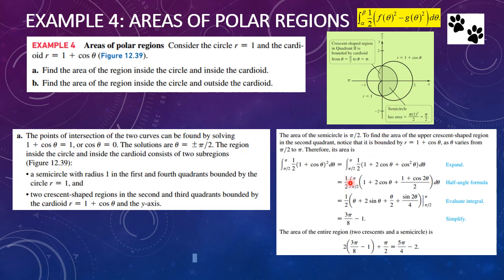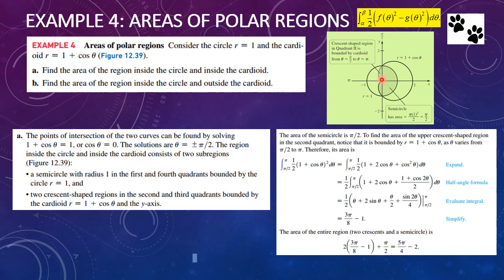So we get the, and the limits, the alpha and the beta, are going to be pi over 2 to pi, because we're just doing this second quadrant shape here. So we get the integral from pi over 2 to pi of 1/2 times 1 plus cosine squared d theta.